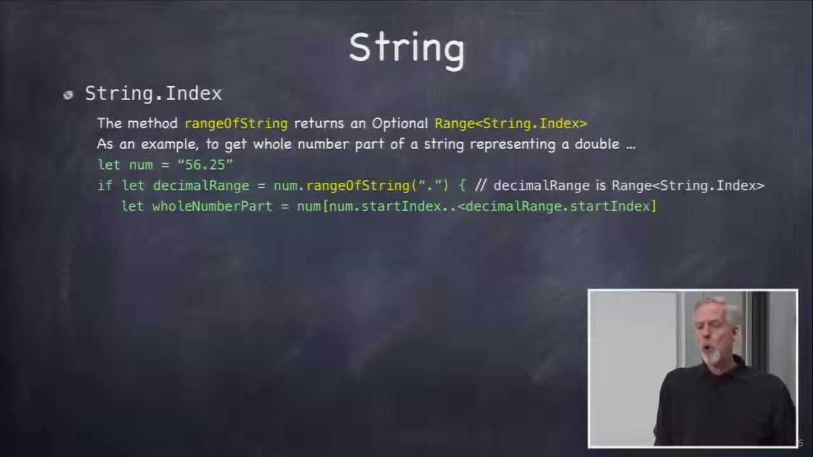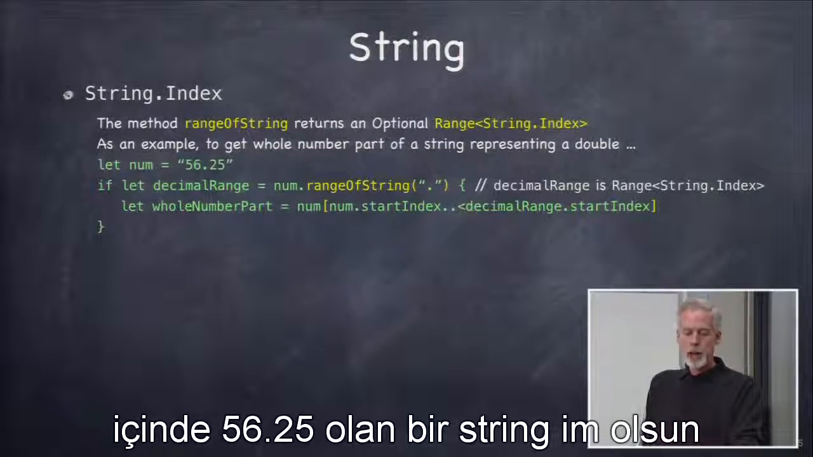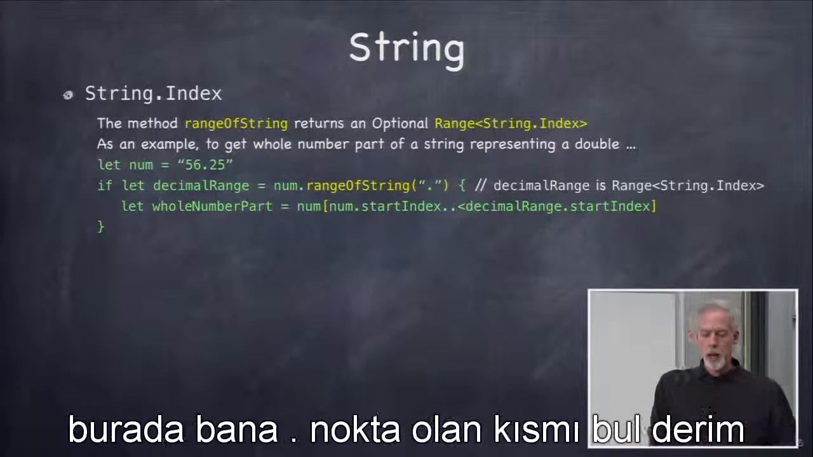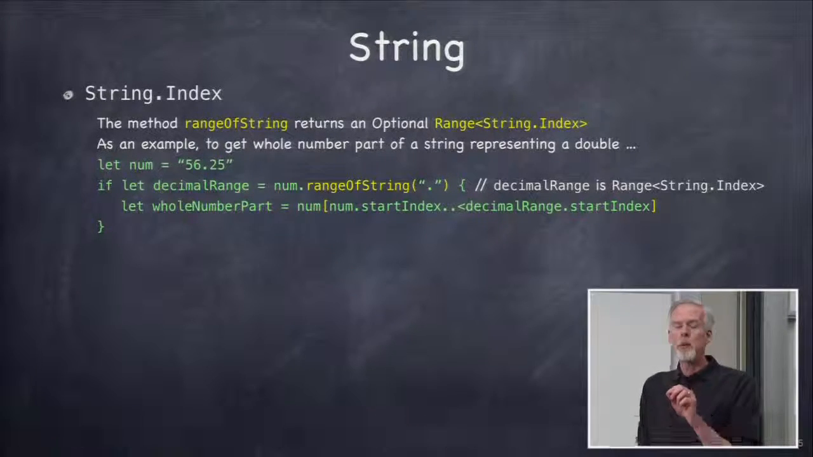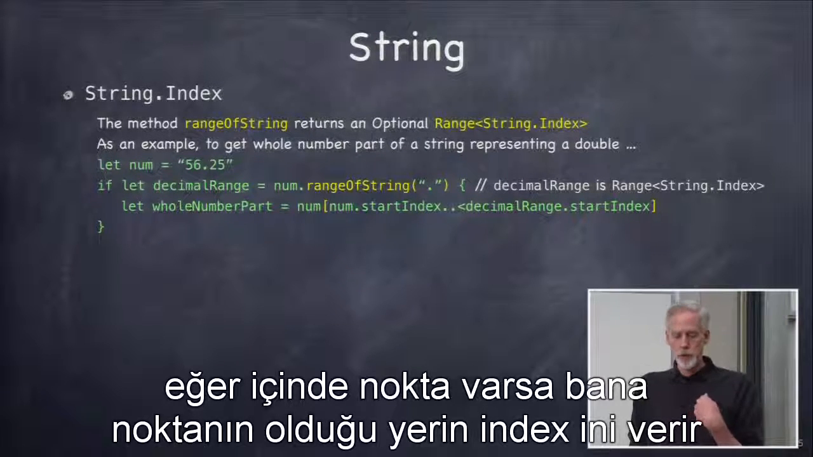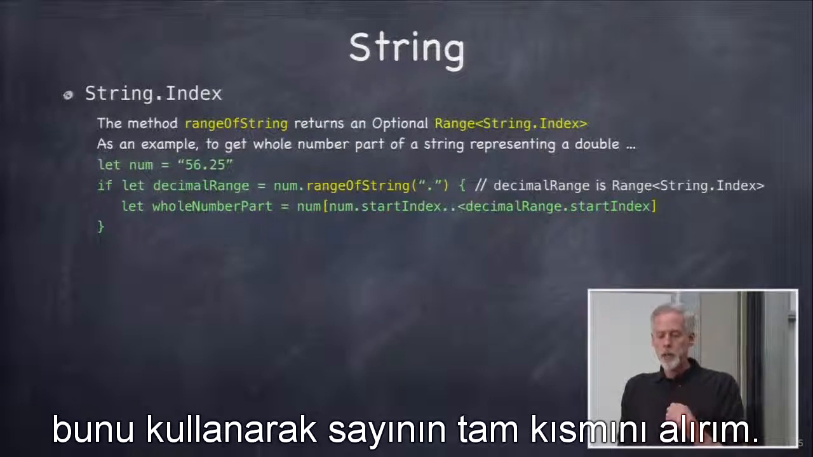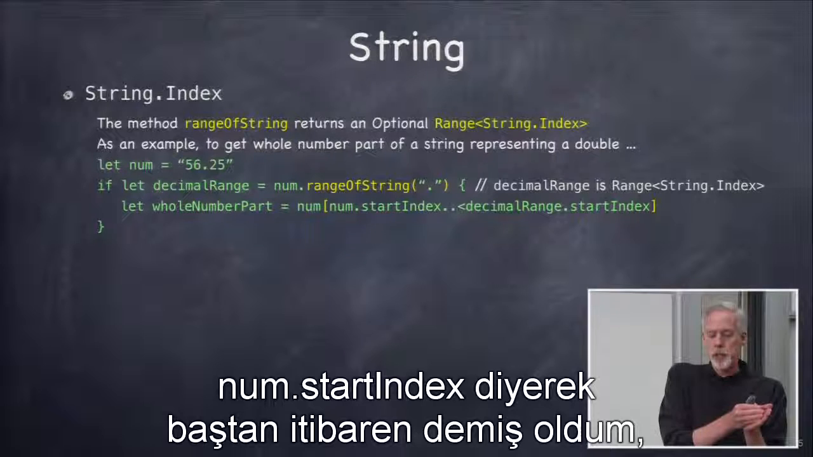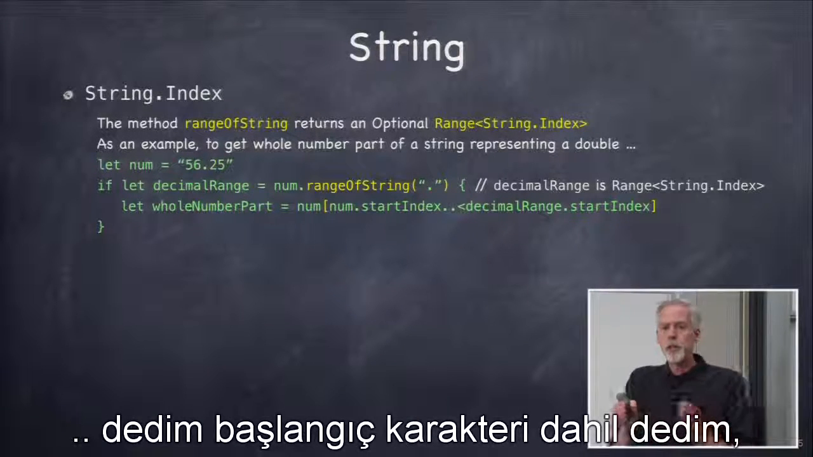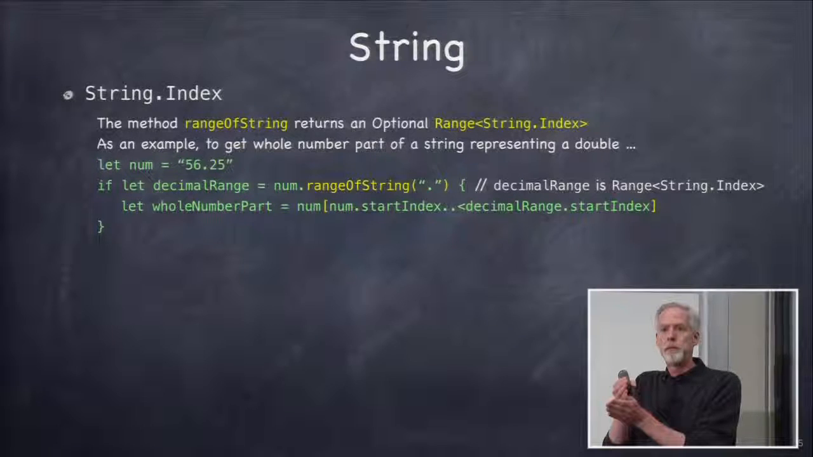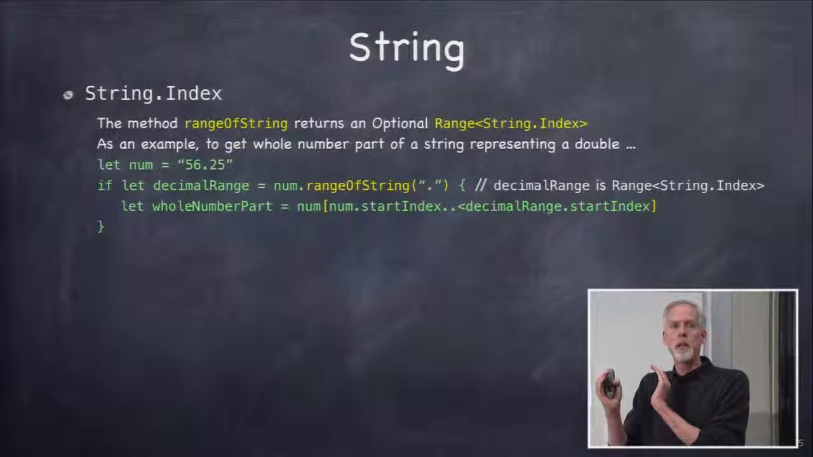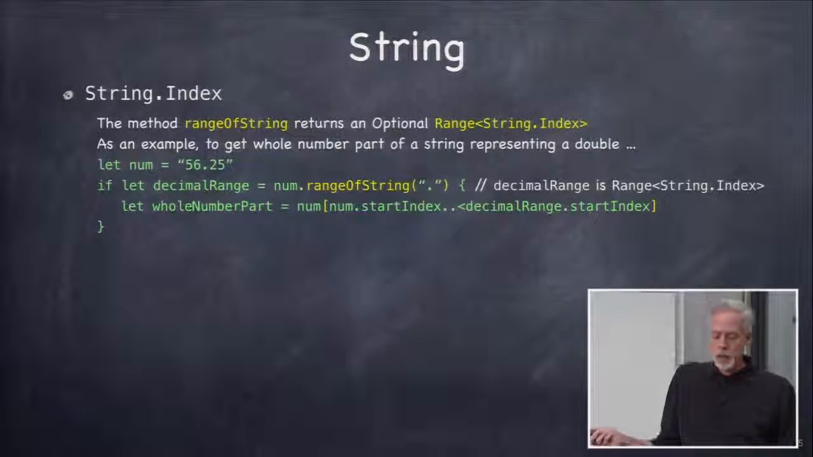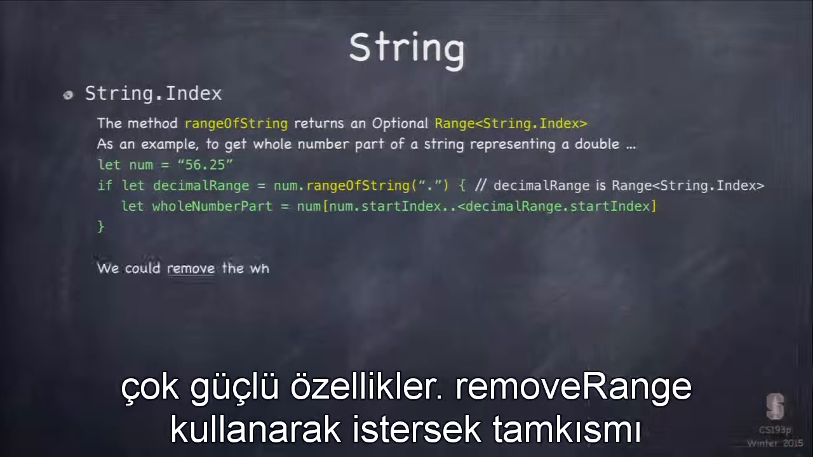So for example, if we wanted to get the whole number portion of a string that had a number, let's say I have 56.25 as a string, I want to get the whole number part. I could just say find me that decimal point, and that's going to return a range if it can find it, if there's a decimal point in there. And I'm going to grab the part from the num's start index, all the way to where the decimal is, not including the decimal. Now I got the substring, which is the whole part. Everybody cool with that? So substringing in a string is, once you understand this whole index thing, pretty powerful.